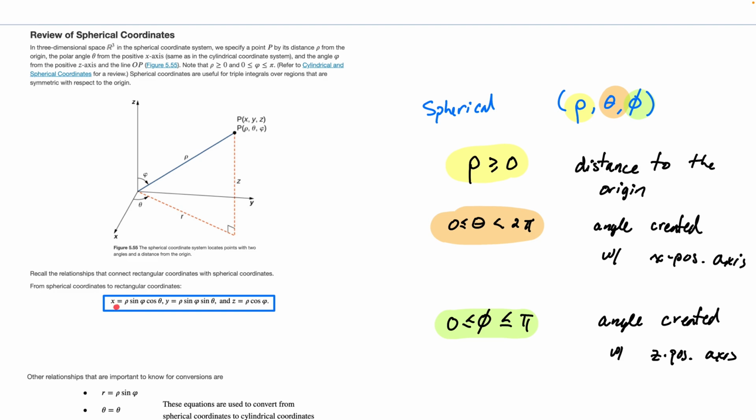You want to recall that x is equal to r cosine theta. Remember that r is equivalent to rho sine phi. Y is the same thing as r sine theta. Z is the same thing as rho cosine phi.